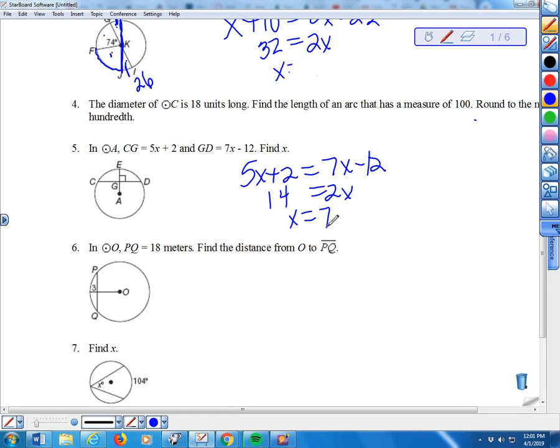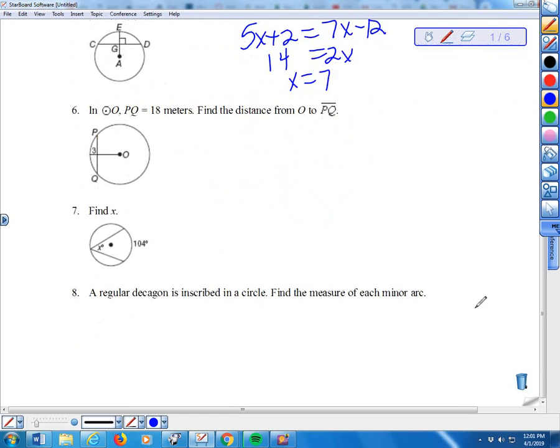Okay. Next one. In circle O, PQ is 18 meters. Find the distance from O to PQ. So we're trying to find this. Right? Well, I could make a triangle here. This radius is equal to x plus 3. Right? Because the radius from here to here is equal to the radius from here to here.